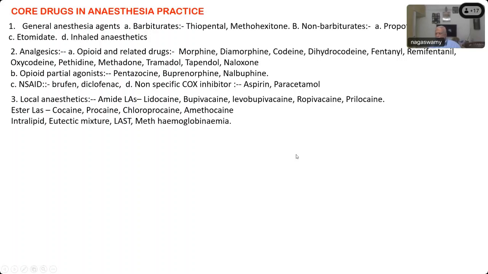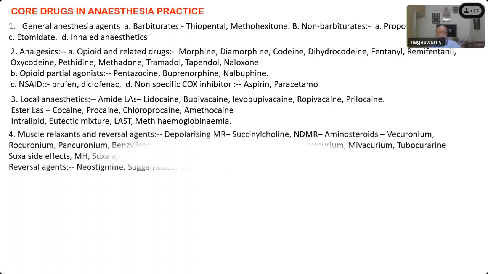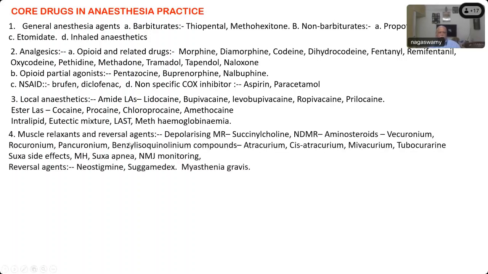All these things we have already discussed in the various classes. Then the next group is muscle relaxants. And among muscle relaxants, the common depolarizing one is succinylcholine. Can you tell me how succinylcholine is metabolized in the body?